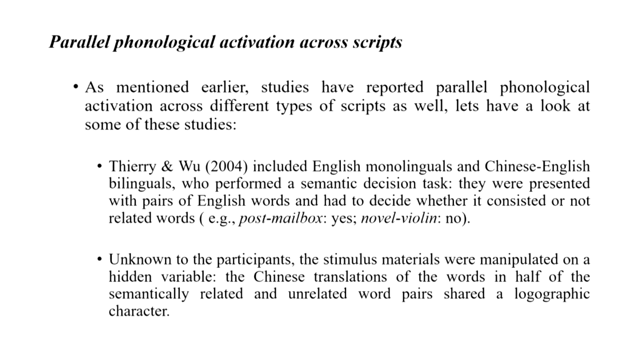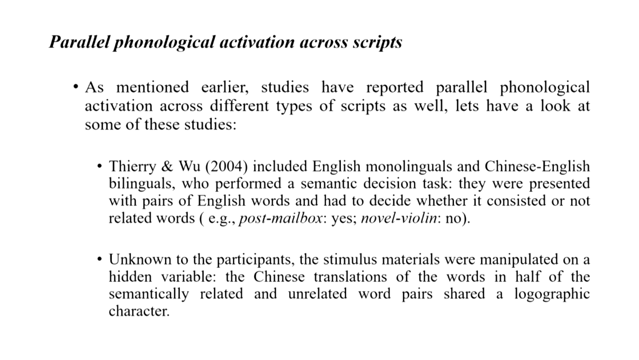These participants performed a semantic decision task when they were presented with pairs of English words that were either related or not. Say, for example, post, mailbox, you would say yes; novel, violin, you would say no. Now, they are being presented with English words, nothing Chinese here. However, unknown to the participants, the stimulus materials were manipulated on a hidden variable. The Chinese translations of these words, say, the translation of the word post or the word mailbox, in half of the semantically related words could share a logographic character.